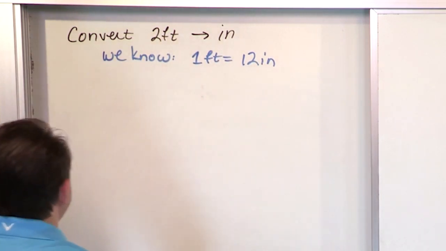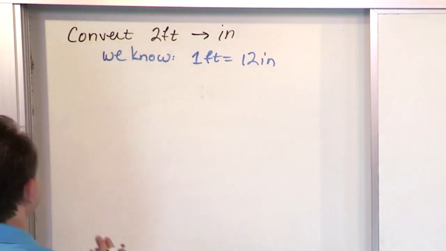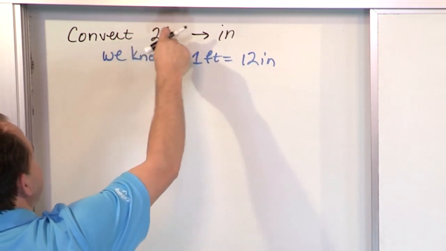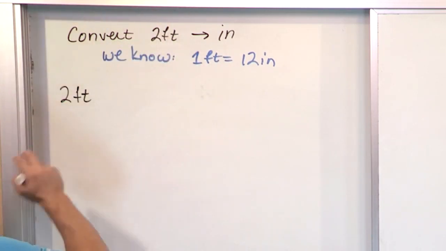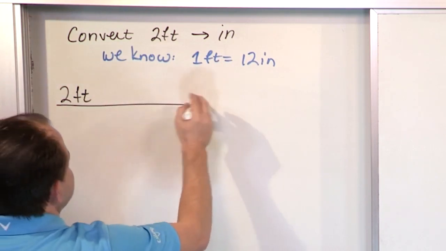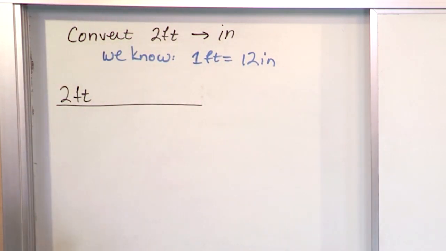Now let's set it up the way that I'm going to teach you. I want you to do every unit conversion this way. You start with what you know. You know 2 feet, so you write 2 feet down. You always start with what you know. You draw a horizontal line under, just go a certain distance, you can extend it later. And then draw a vertical line right next to the 2 feet.